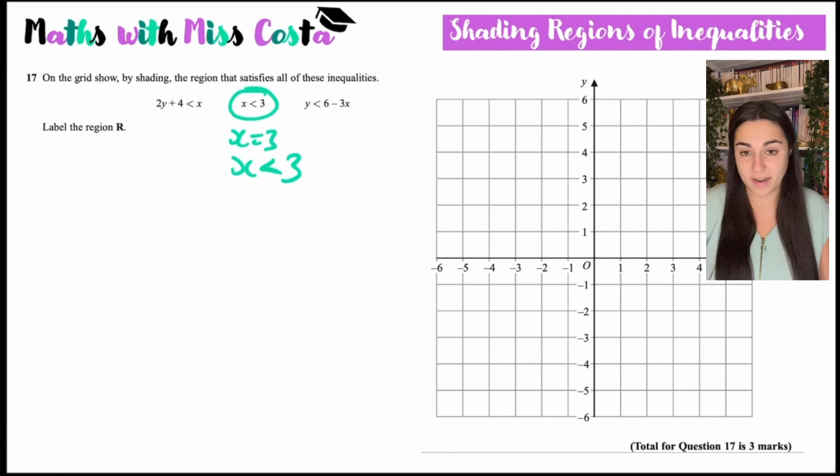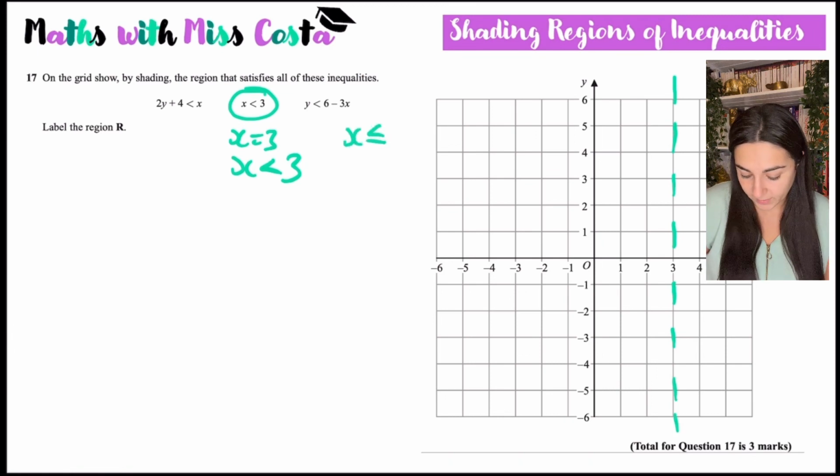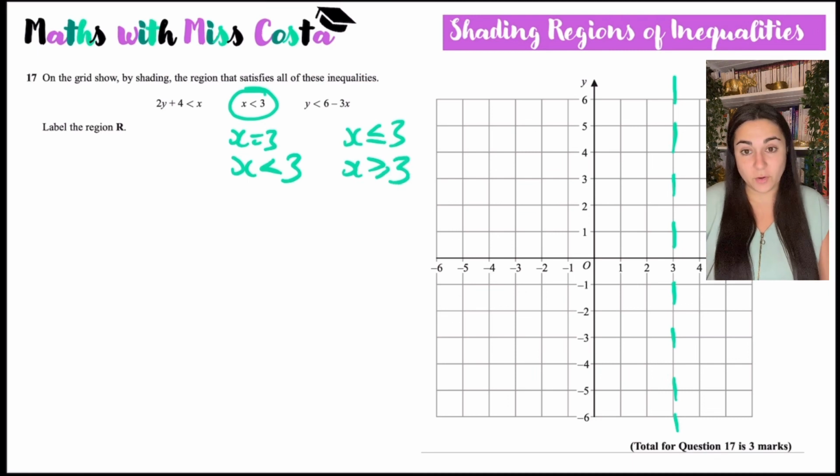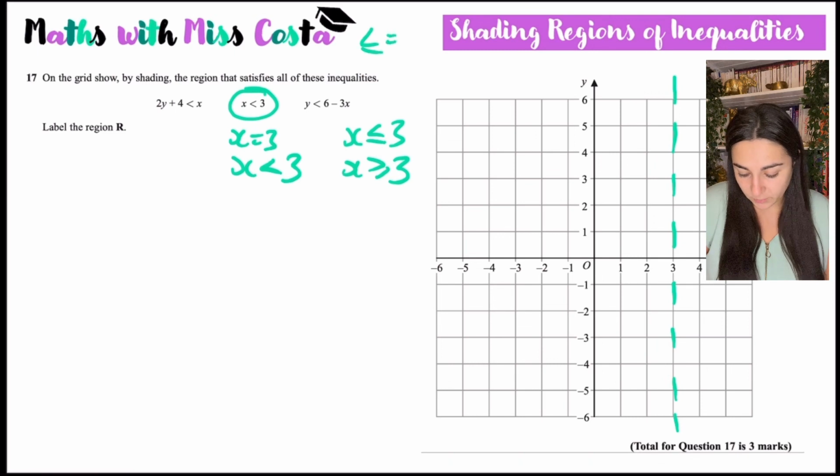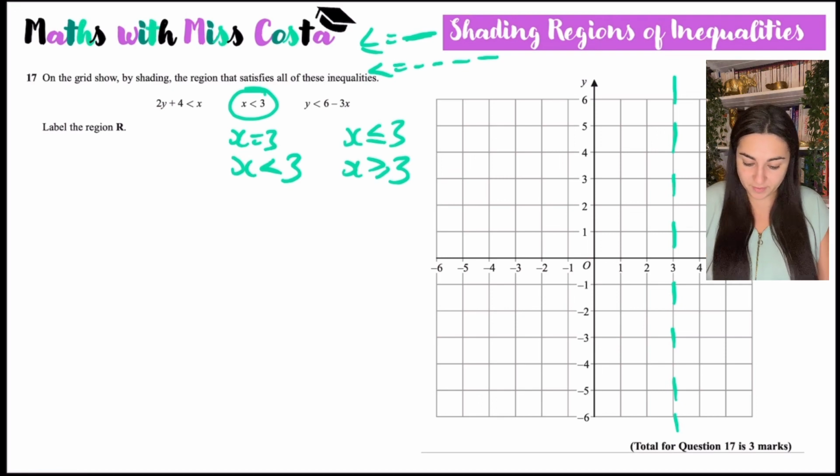So once you know where that line is, if it's a solid line, it would mean it would be less than or equal to 3 or greater than or equal to 3. But it's not, it's just less than, so therefore it's a dotted line. So if it's less than or equal to, it's a solid line. If it's less than, it's a dotted line. Okay, that's how you know the difference. So we've done the first one.